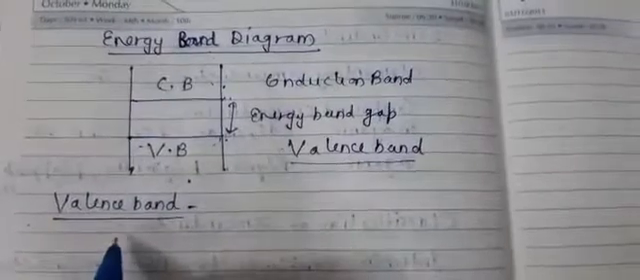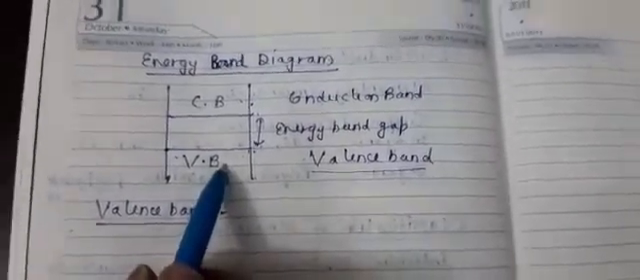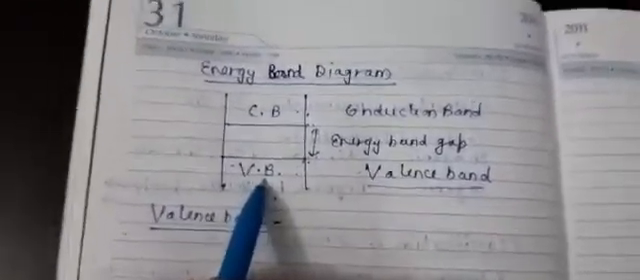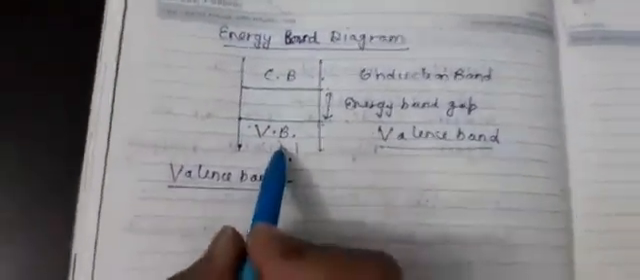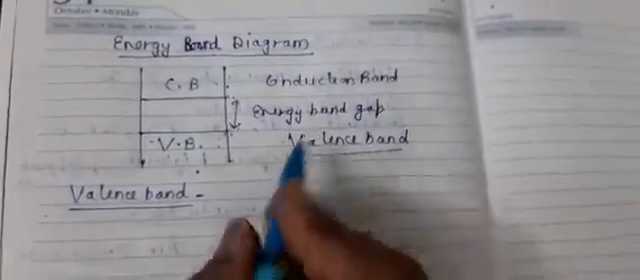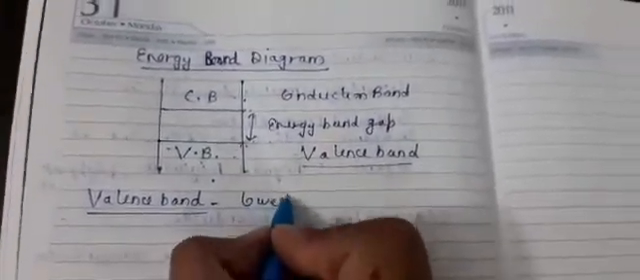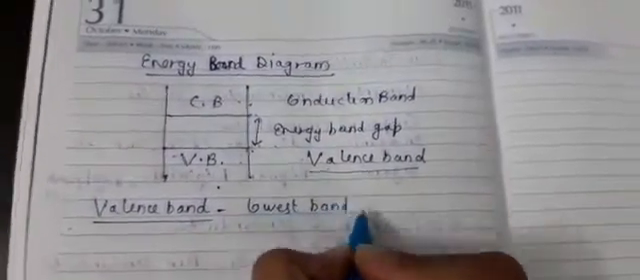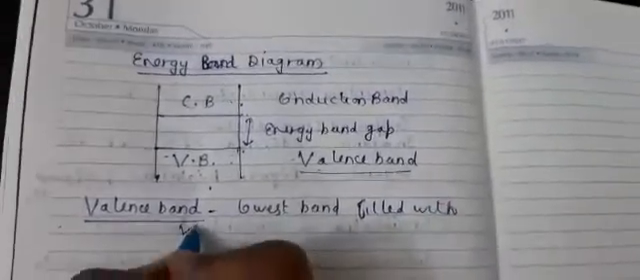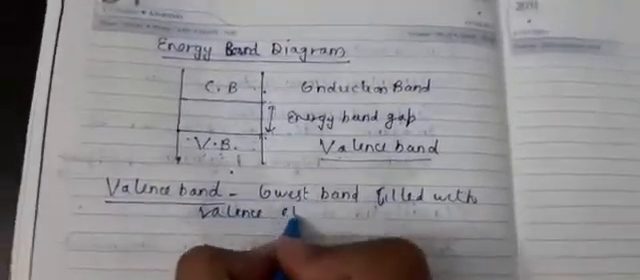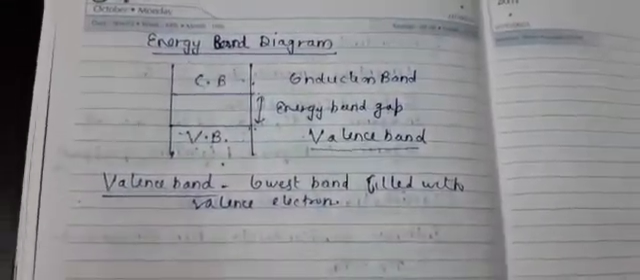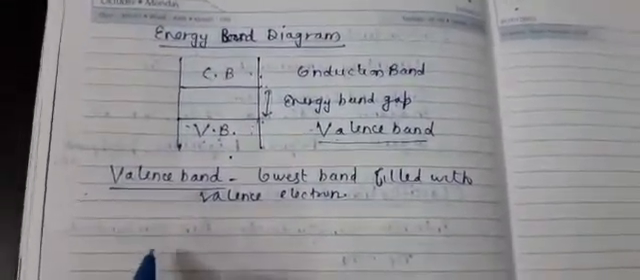This valence band, basically now you can just easily judge that this is the lowest band, the lowest energy band. And what is it made of? It is filled with valence electrons, as the word valence means. So it is the lowest band filled with valence electrons. So this is the valence band, just a basic concept I am giving.